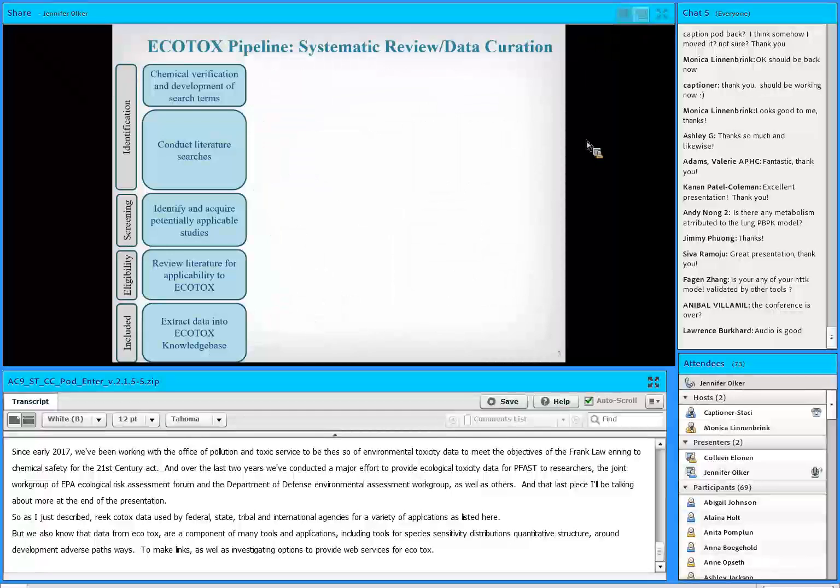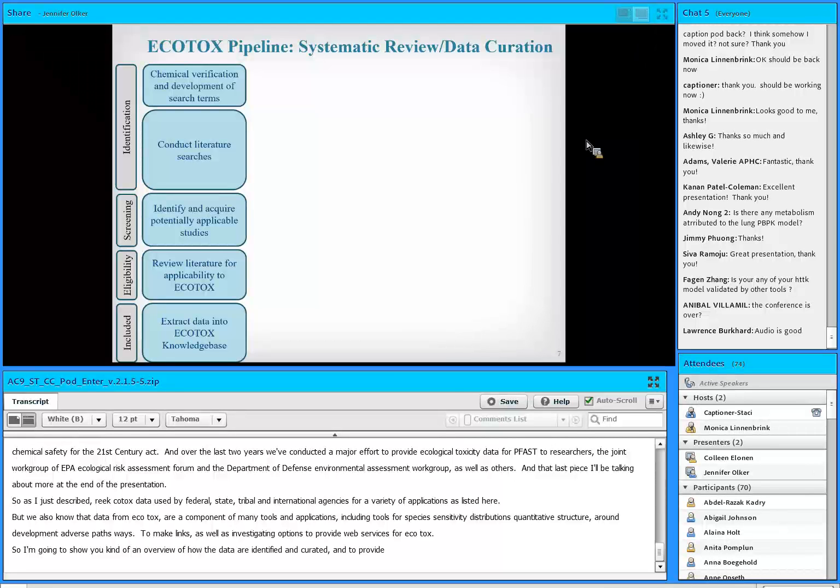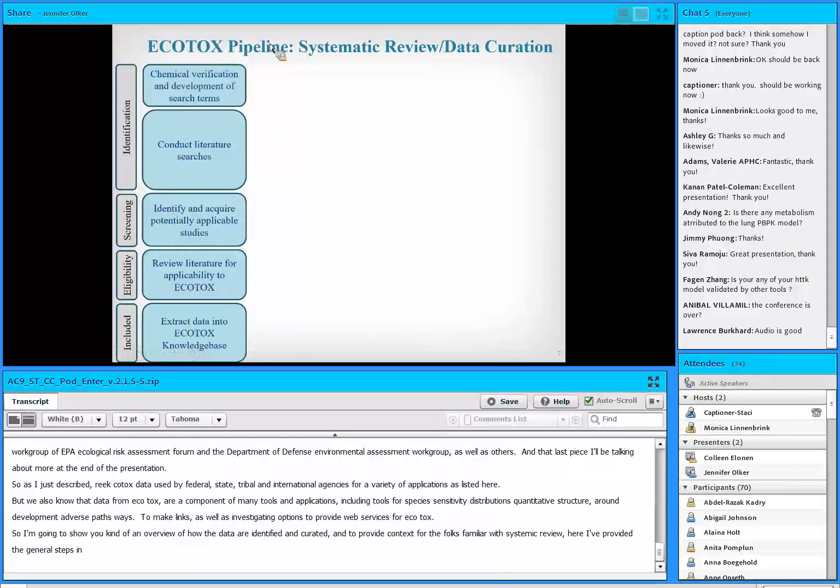So I'm going to show you an overview of how the data are identified and curated, and to provide context for the folks familiar with systematic review, here I've provided the general PRISMA steps in gray, and then the ECOTOX pipeline steps in blue.